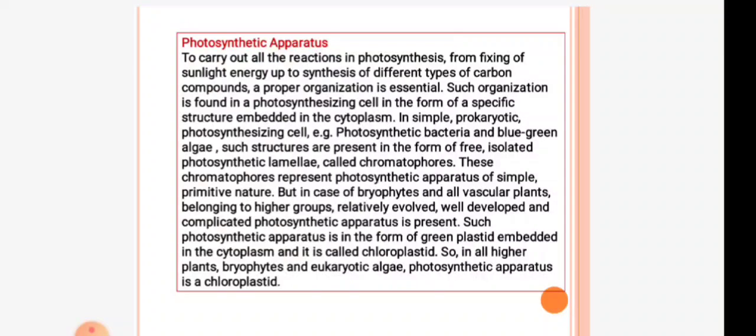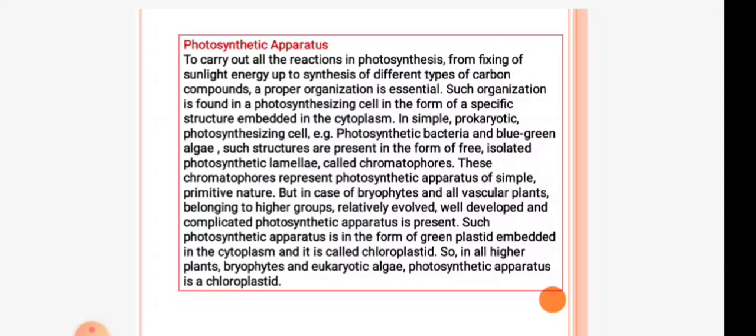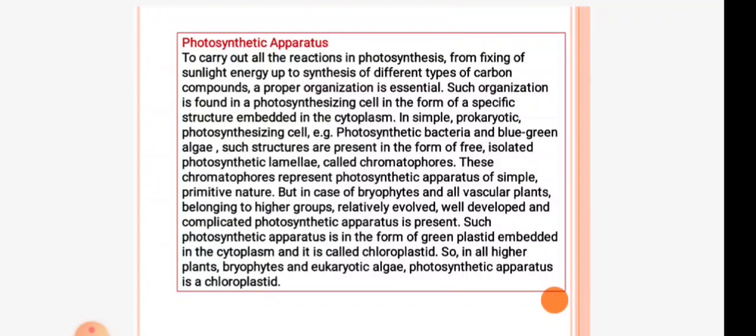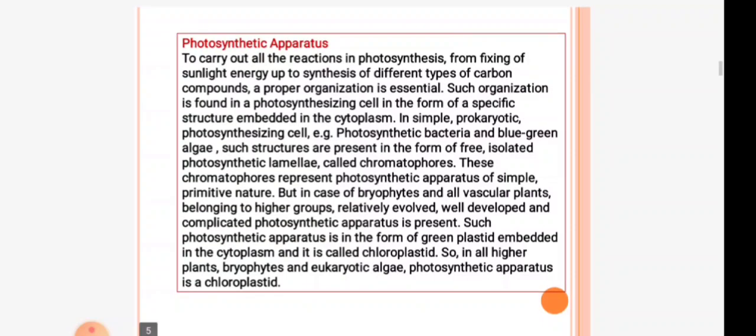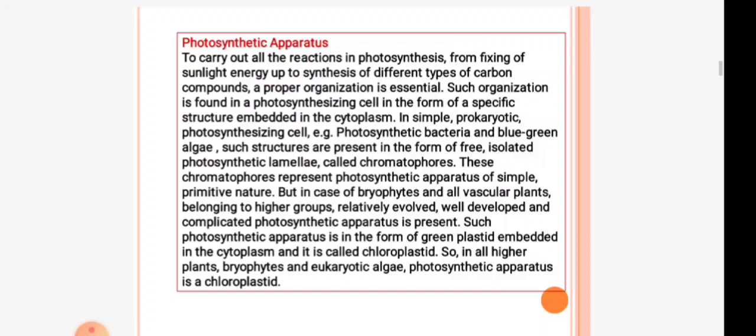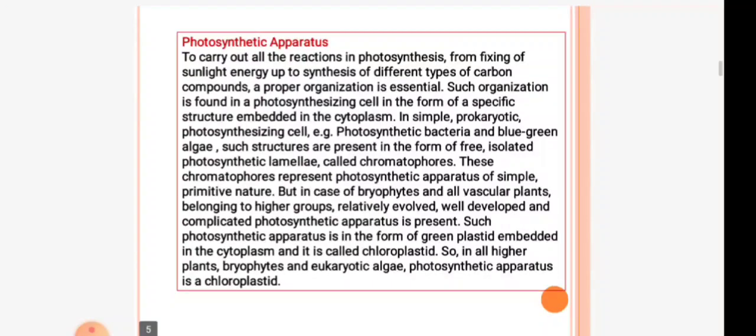But in bryophytes, vascular plants or higher plants, well-developed evolved plants, a complicated photosynthetic apparatus is present. Such photosynthetic apparatus is in the form of green plastids embedded in cytoplasm known as chloroplastids. So in all higher plants, bryophytes and eukaryotic algae, the photosynthetic apparatus is the chloroplastid.